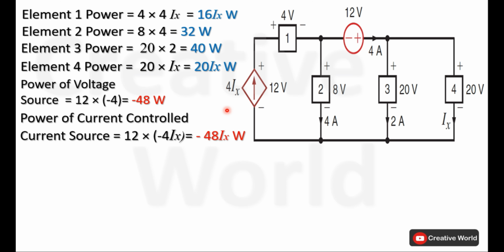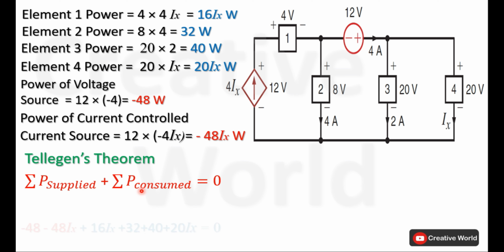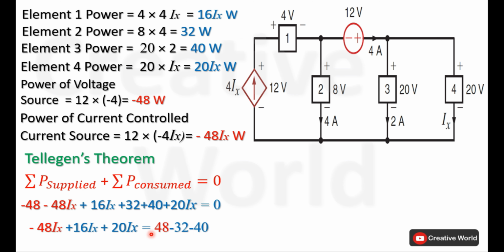Now the last element of this circuit is the current controlled current source. Voltage across this dependent source is 12 volt and current through it is 4Ix. Multiplying these two quantities, their product will be minus 48Ix watt, and because of minus sign, this element is supplying power of 48Ix watt. Now we will use Tellegen's theorem to find out the value of Ix. Place all the supplied and consumed powers in the equation of Tellegen's theorem and rearrange this equation by separating variables from constants. Do some simple mathematics to calculate the value of Ix, which is 2 ampere.